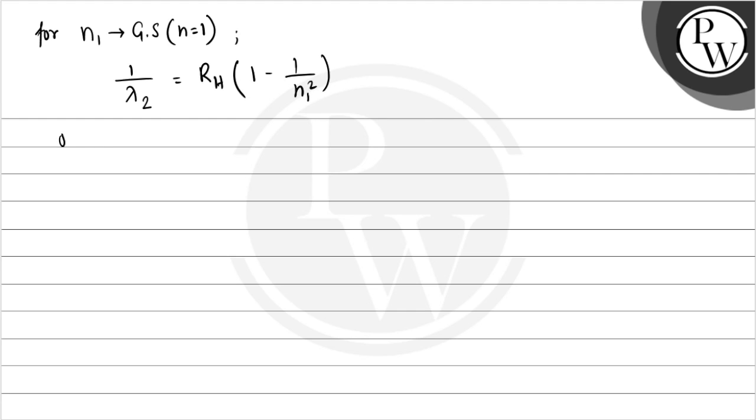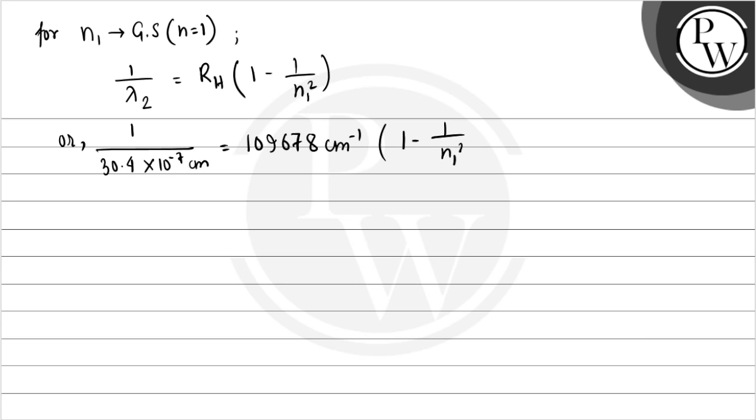Now let's solve the question. So for the first transition, that is n1 to ground state, that is n is equal to 1, we have 1 by lambda 2 is equal to RH into 1 minus 1 by n square, or that will be 1 by 30.4 into 10 to the power -7 centimeter is equal to 109,678 centimeter inverse into 1 minus 1 by n1 square, and by calculation you will get n1 is equal to 2.